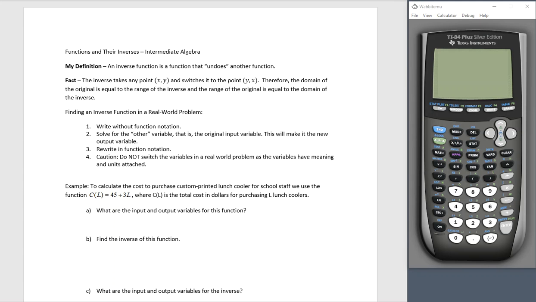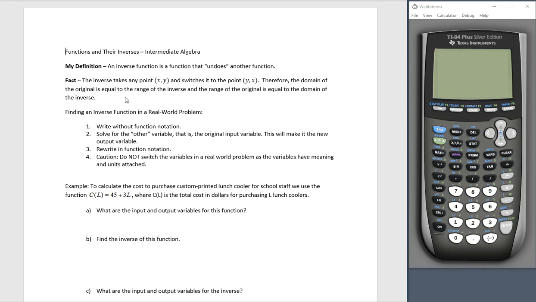Let's start with the definition. My definition is: an inverse function is a function that undoes another function. So it's kind of the opposite. In fact, the inverse takes any point (x, y) and switches it to the point (y, x). That's all it does. It switches (x, y) to (y, x). Therefore, the domain of the original is equal to the range of the inverse, and the range of the original is equal to the domain of the inverse.